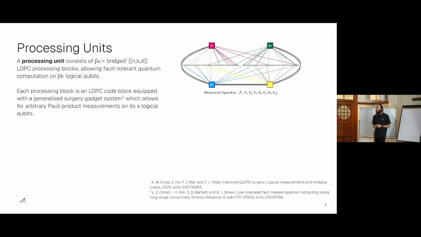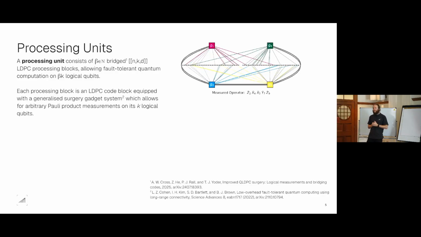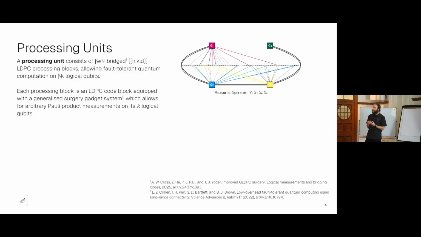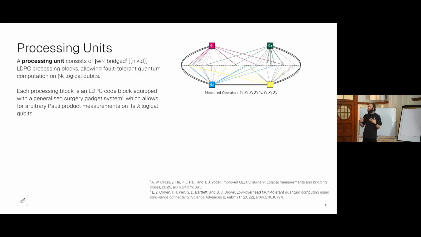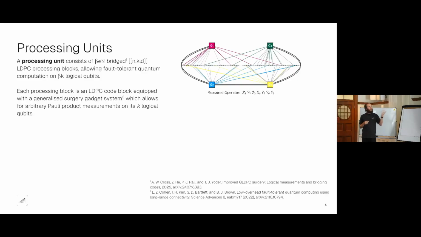So I want to get into the core modules of the architecture now. So the key modules are these processing units, and these are the objects that allow us to do these Pauli product measurements. So what is a processing unit? Well, a processing unit consists of a set of processing blocks that are bridged together. The idea is that each of these processing blocks allows us to do arbitrary Pauli product measurements, and this bridging operation is a way to allow us to do Pauli product measurements across multiple blocks.